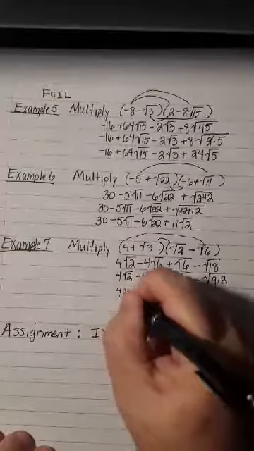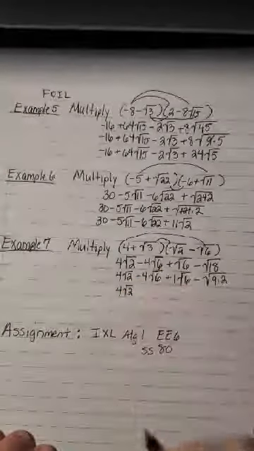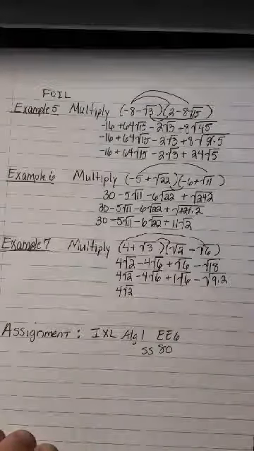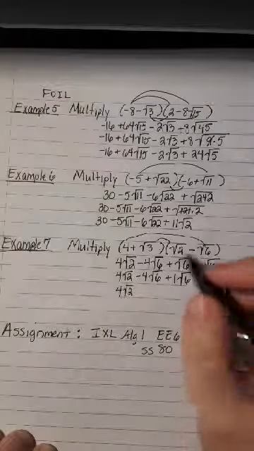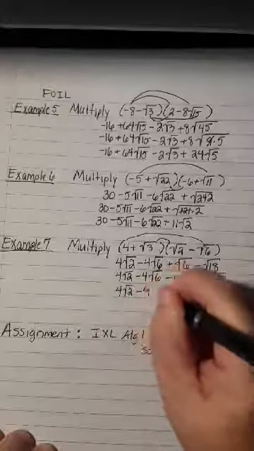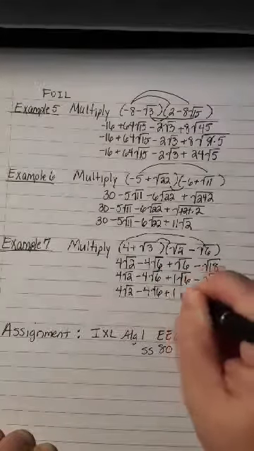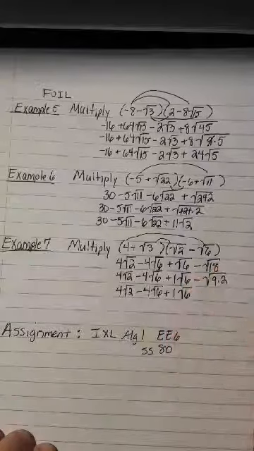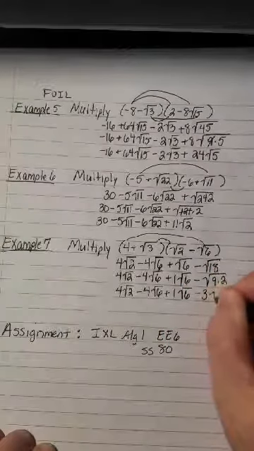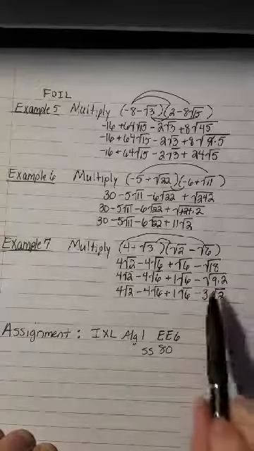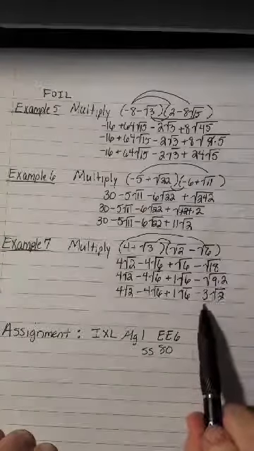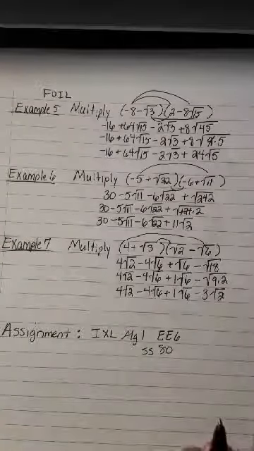So I'm going to rewrite this line again. 4 on the square root of 2 minus 4 on the square root of 6 plus 1 on the square root of 6 minus 3 on the square root of 2, because the square root of 9 comes out as a 3. Now look what we have.